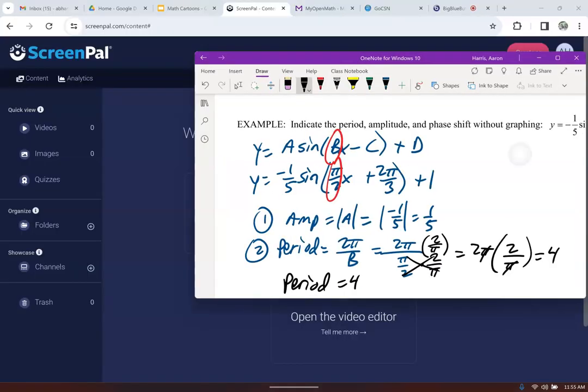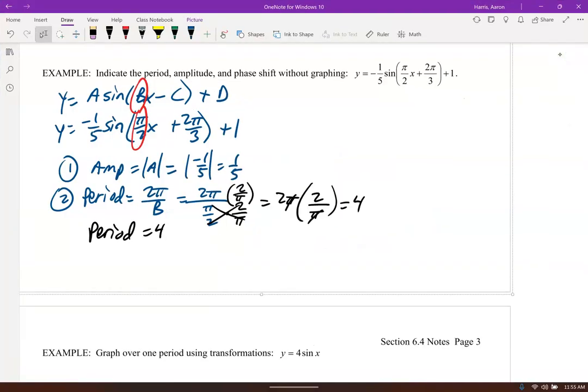So this is saying, again, this is not exactly what it looks like, but it just takes 4 to do one cycle. I didn't draw that right there, but the idea. All right. As our period, let's do our phase shift. So number 3, our phase shift, which is c over b.